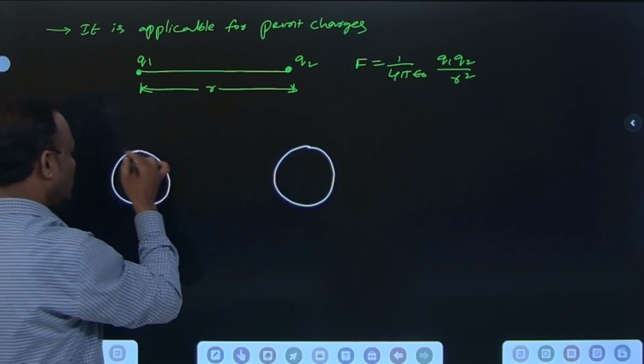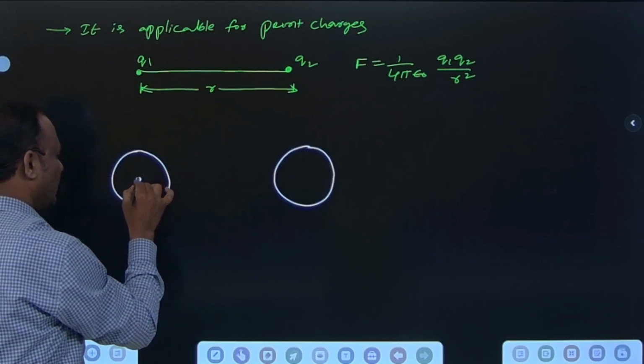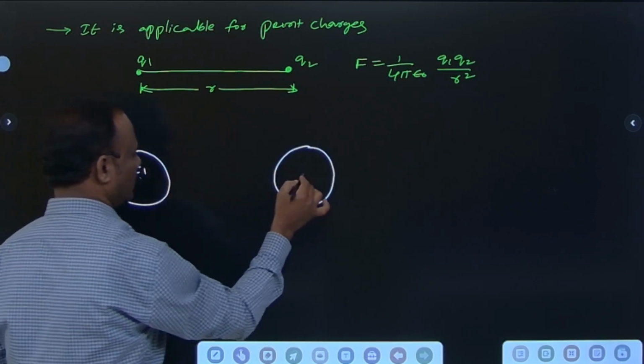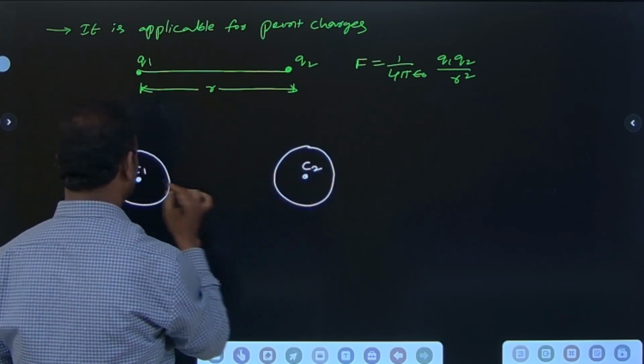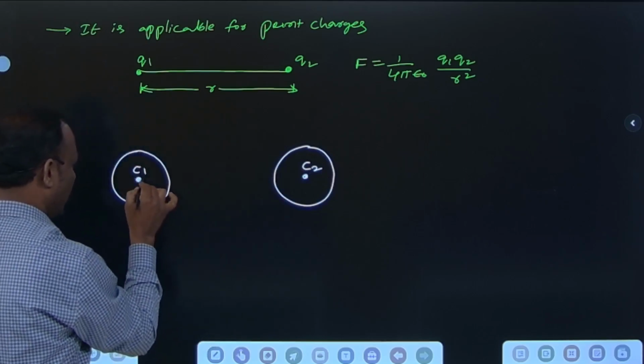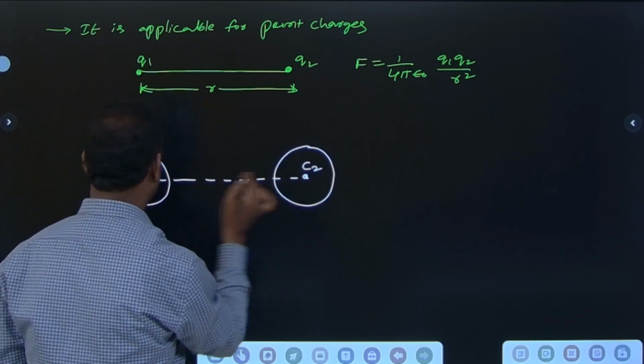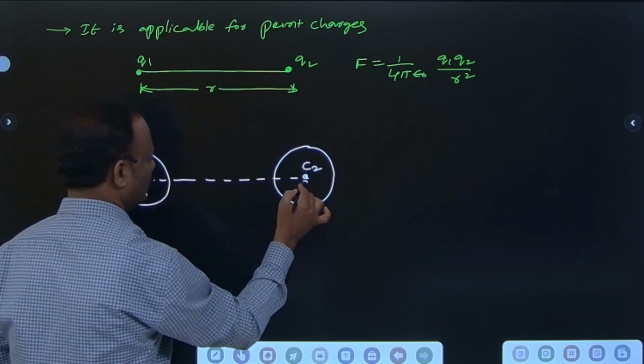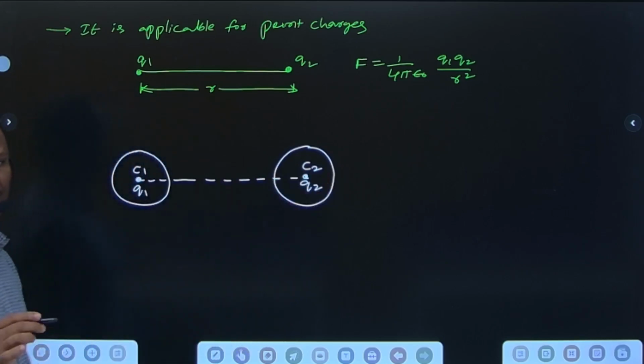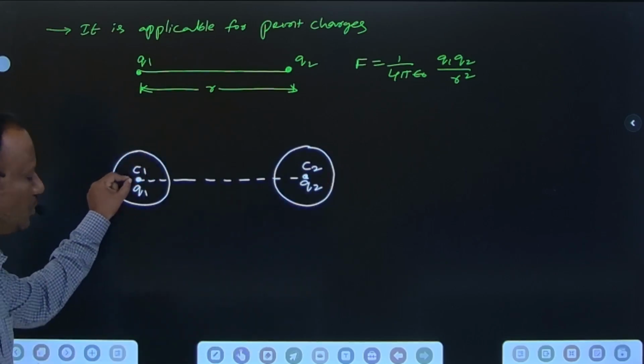So if I have bigger spheres, bigger bodies, then how do you take it? Its total charge is, so I'm taking this as C1 and this as C2. So as the point charges, what are the point charges for me? It's Q1 and Q2. Okay, in my view, this is my point charge.